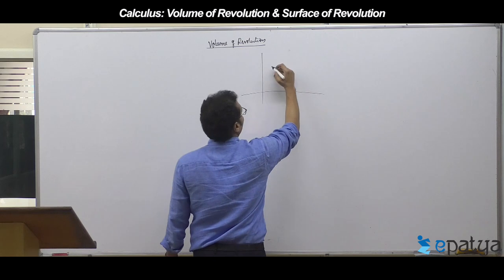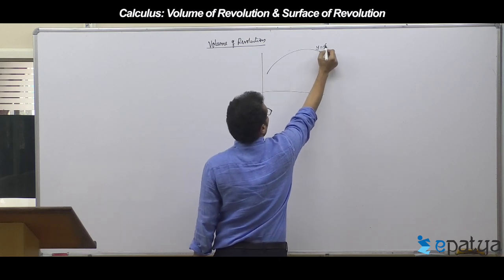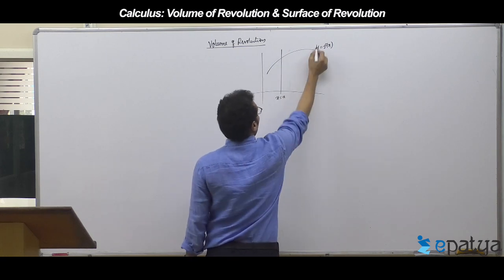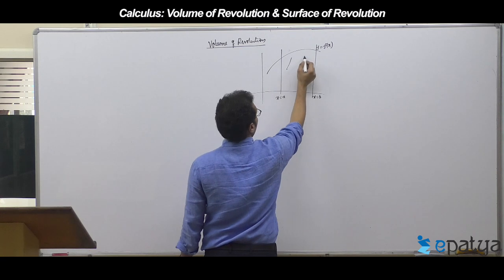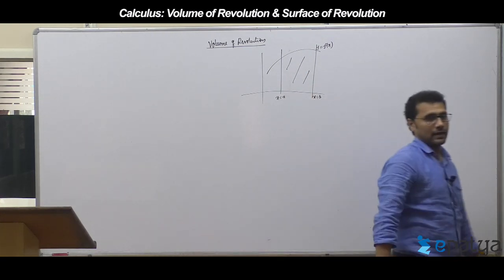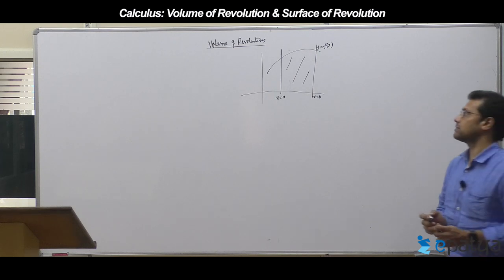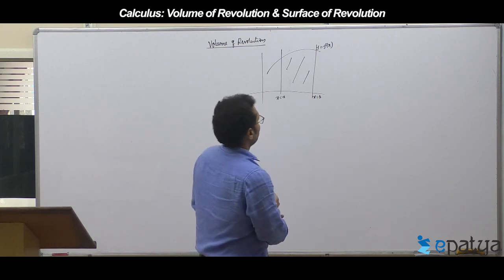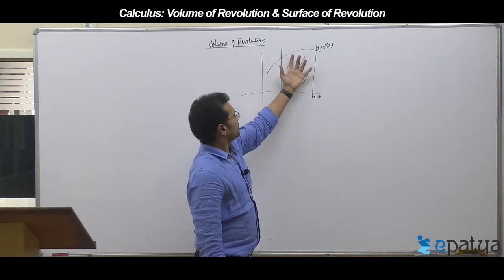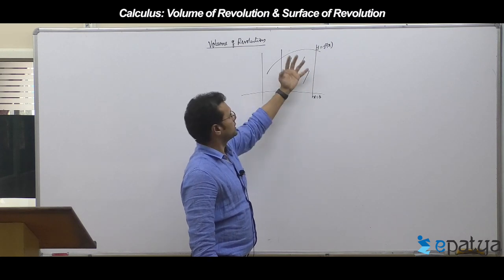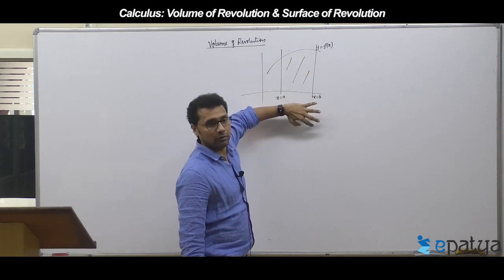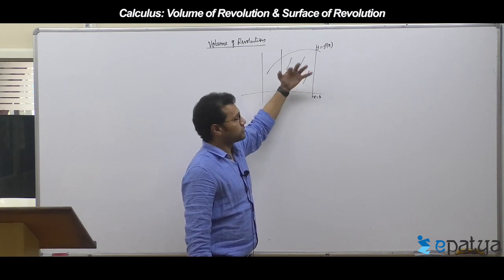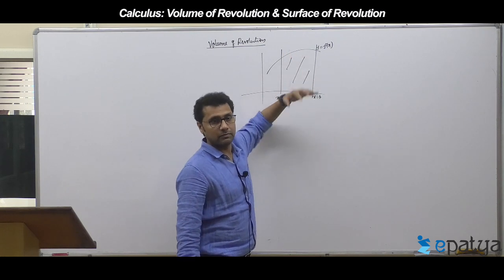Suppose I have the area included between y equal to f of x, the x axis, x equal to a, and x equal to b. Suppose I have some plane area here. If this area is revolved about the x axis for 360 degrees, then it sweeps a volume called the volume of revolution.